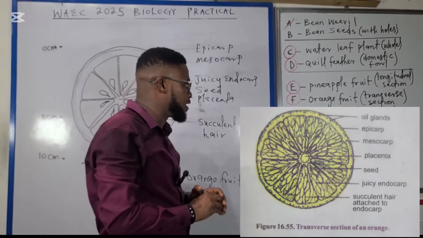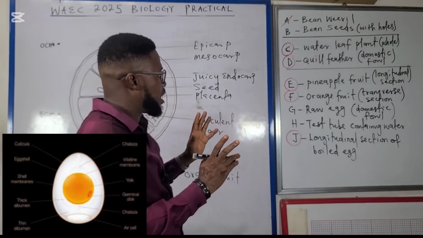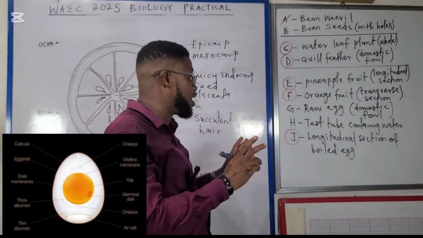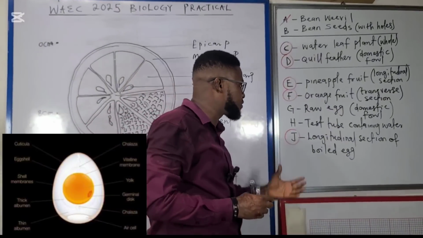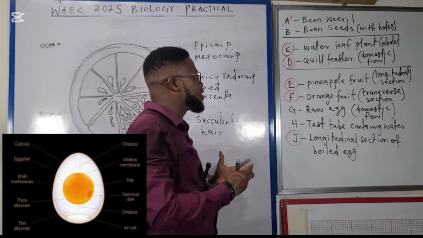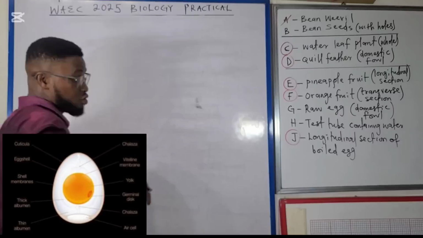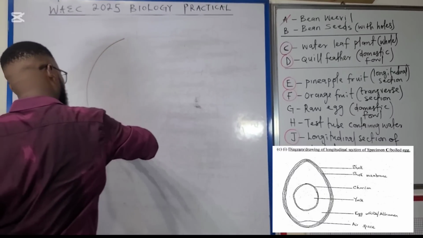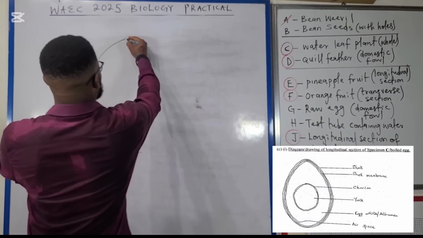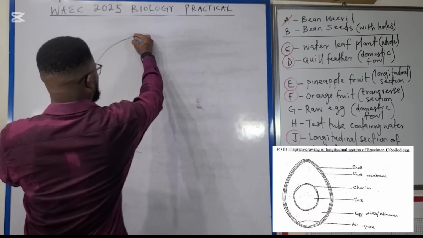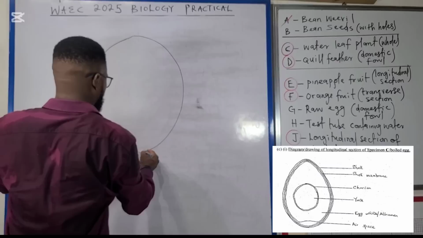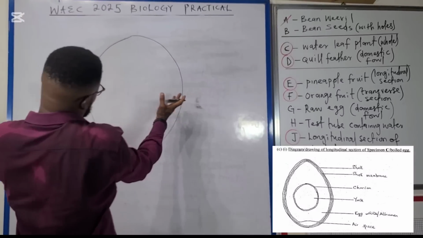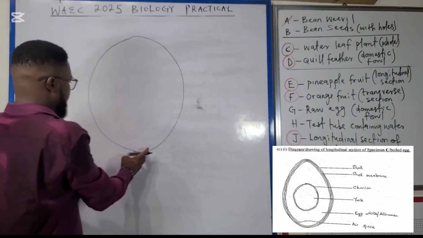Now the last one where we are expecting some drawing is the longitudinal section of boiled egg with the shell intact. If we were told to draw specimen J, what are we expected to do? So what should our diagram look like? It should do something like this. So I think we need to go center like this, and then we're going to go somewhat this way. Okay, is this looking like an egg? Okay, we're just going to make do with this.